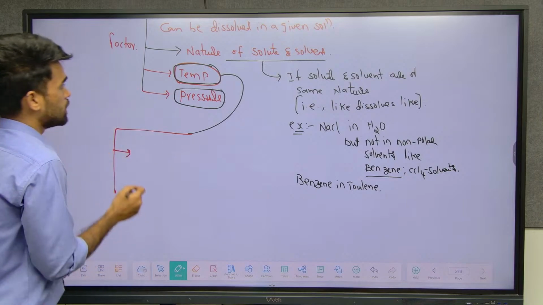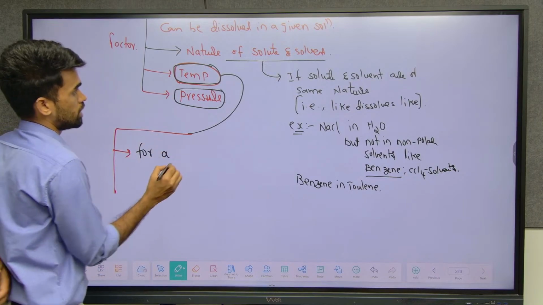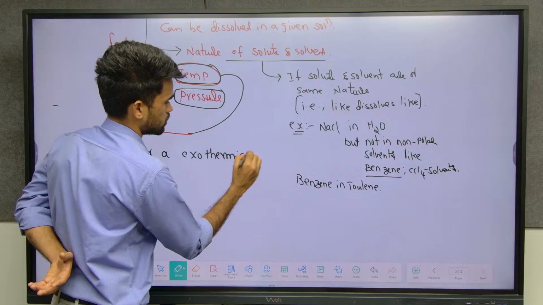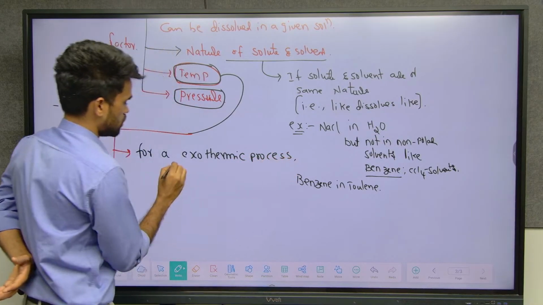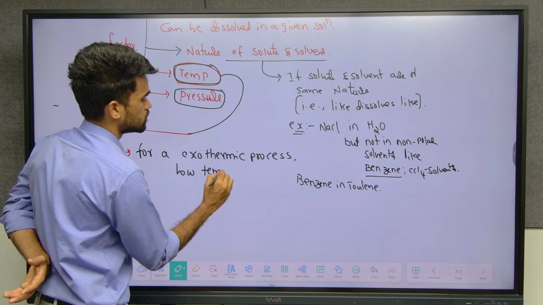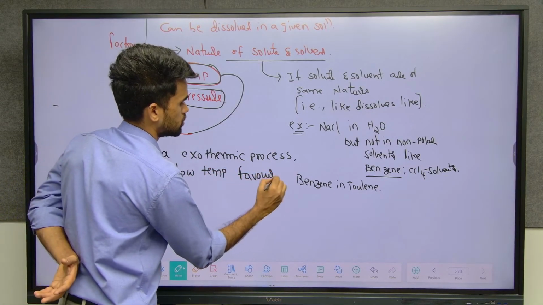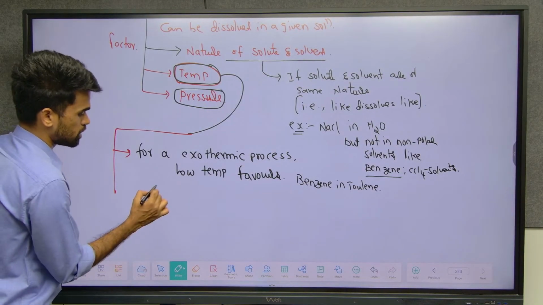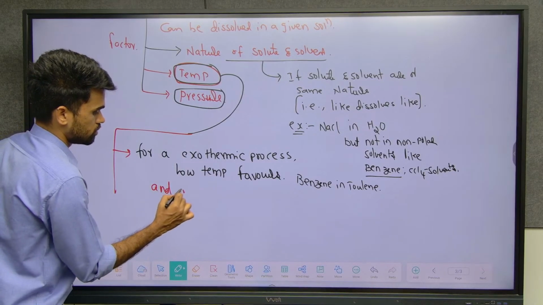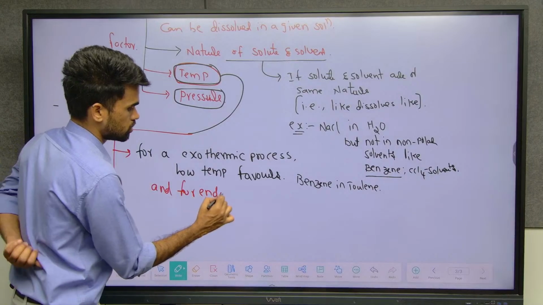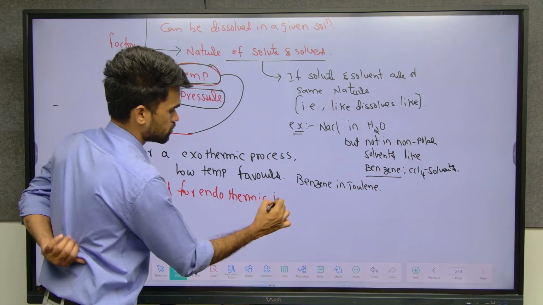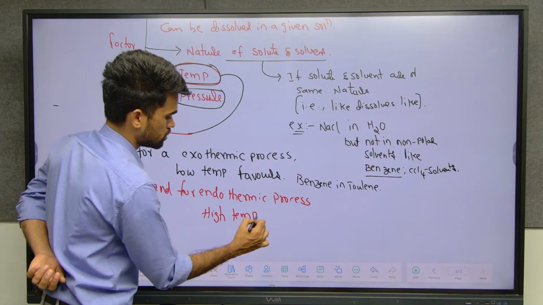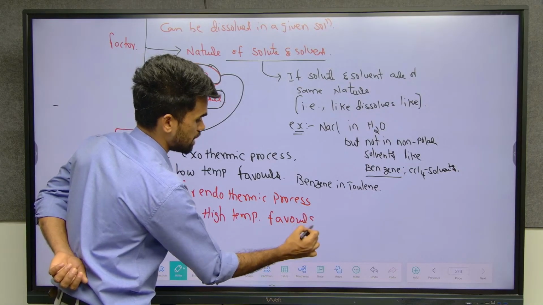Okay, like that. So for an exothermic process, low temperature favors. Okay, example, and similarly for an endothermic process, high temperature favors. See, for a better understanding, I will give you one more example.